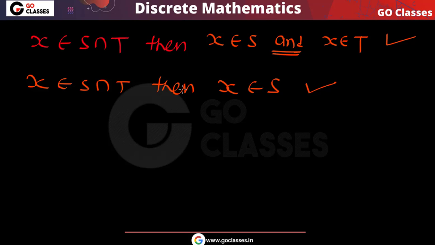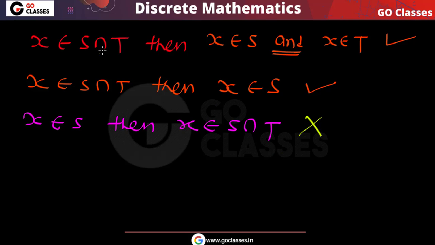The same statement, can I write it in the reverse direction? Can I say that if X belongs to S, then X belongs to S intersection T? Is this statement correct? Think about it. This statement is false because maybe X is not in T. If X is not in T, then definitely X will not belong to S intersection T. So this statement is false.